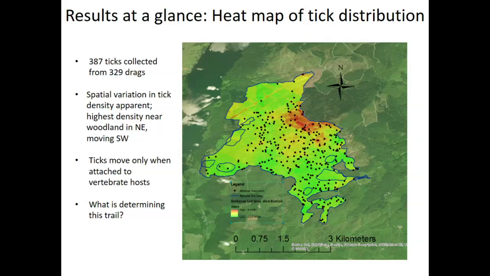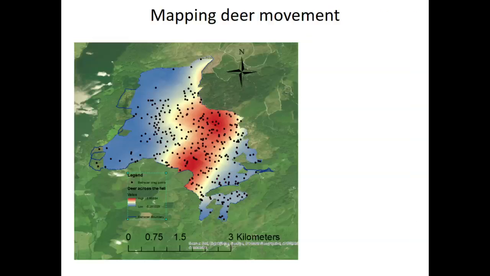So what's causing this trail? The ticks can't move very far themselves, so this leads us to believe that it's something to do with host movement. And so we thought, well, we'll have a look at the deer. Where are the deer going?